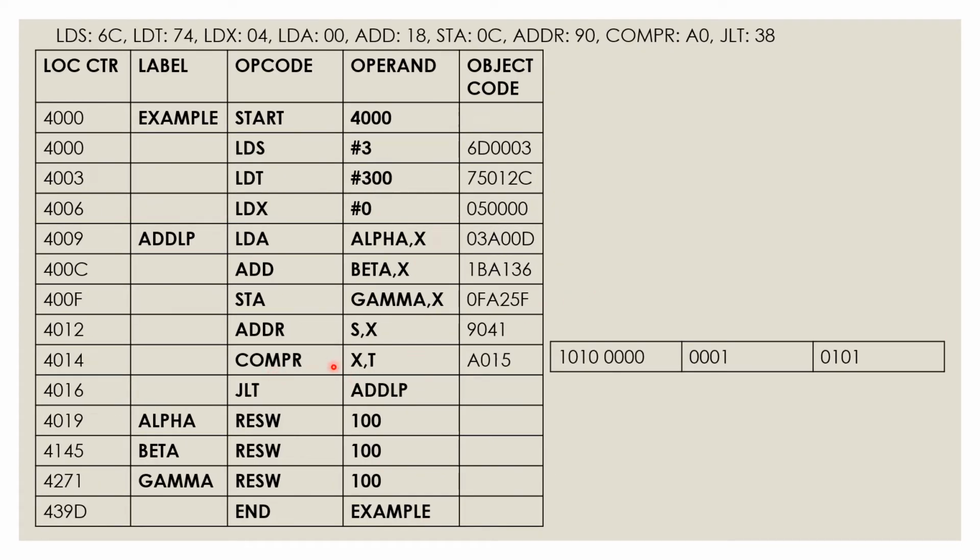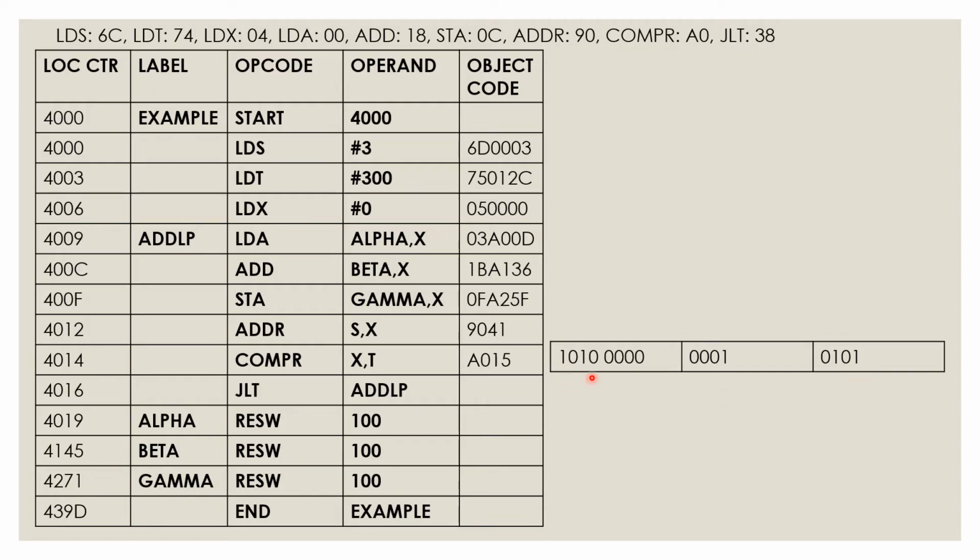Even COMPR is of the register format, so it is of the format 2. This is the format for writing the register in the format 2, that is opcode, register X1 and register X2. COMPR value is given as A0, so the value of A is 1010 and value of 0 is 0000. Register value of X is 0001 and register value of T is 0101.